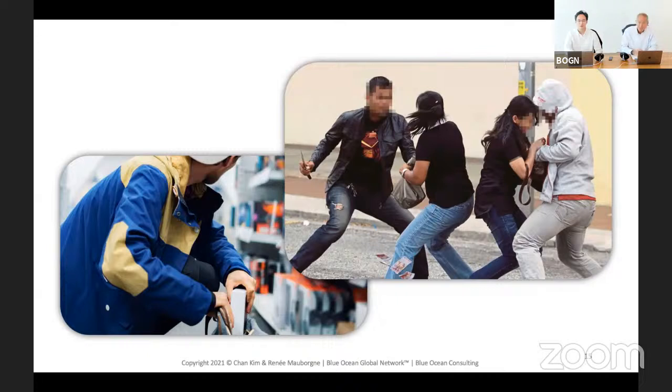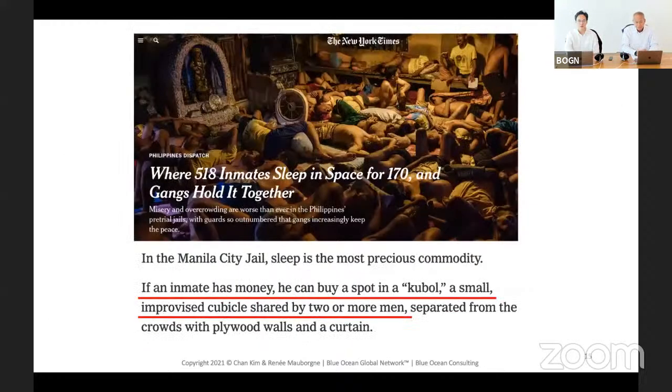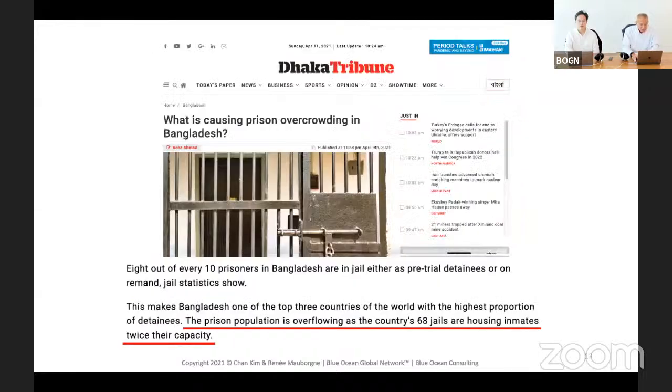Now the problem is that when you do that, you can have a lot of petty crime offenders. You may not have so many murderers, right? But you have a lot of petty crime offenders, and you throw them into prison and it becomes overcrowded. Look at the Manila city jail, overcrowded: 518 inmates in space for only 170. It's not just Manila, look at Bangladesh. Bangladesh is also the same.